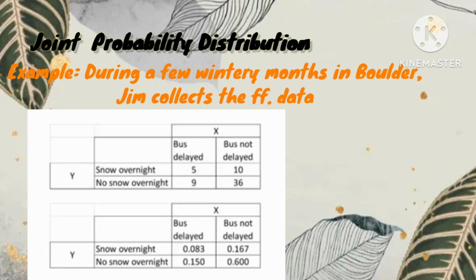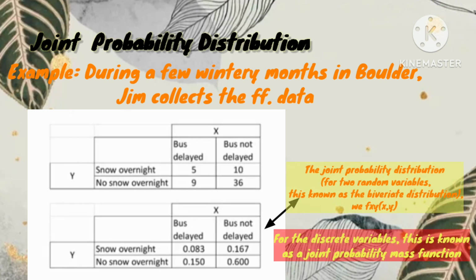So, we can take each of our observations and divide it by the sum of all observations, which is 60, to get something known as the joint probability distribution. As the joint probability distribution for two random variables, this is known as the bivariate distribution. We refer to it as f subscript XY, or f(x, y). And for discrete variables, this is known as the joint probability mass function.